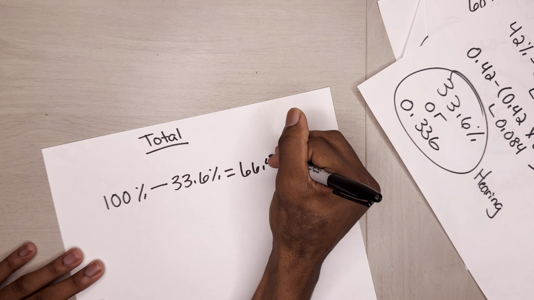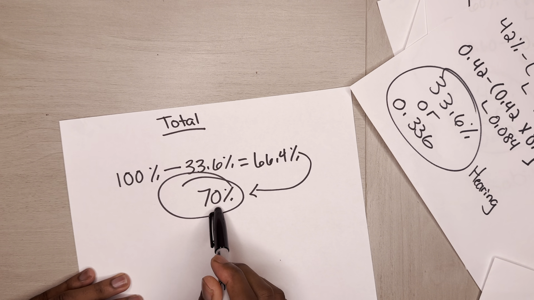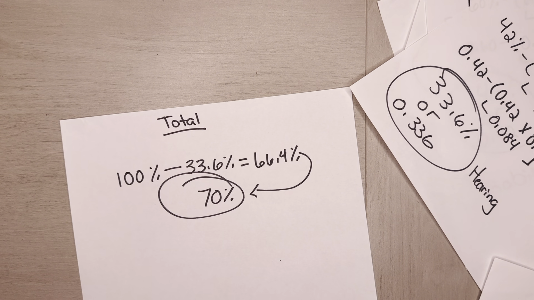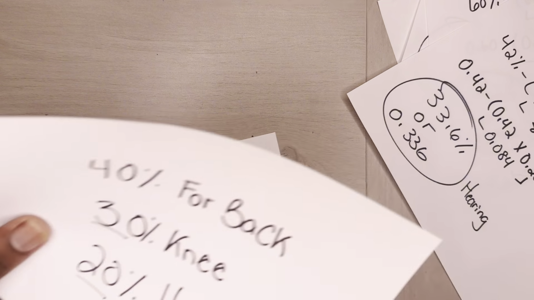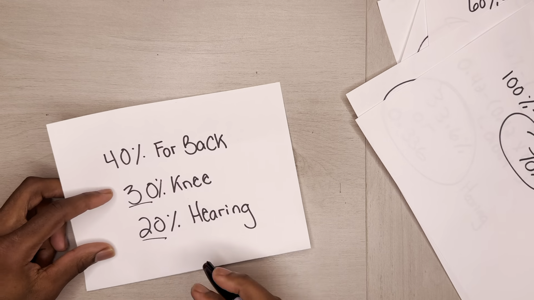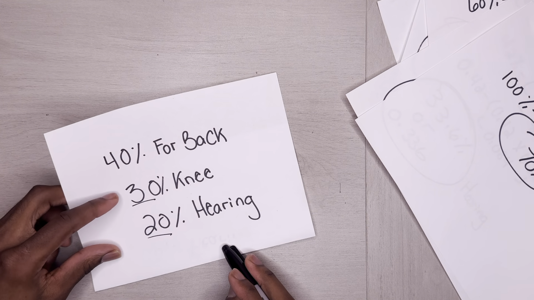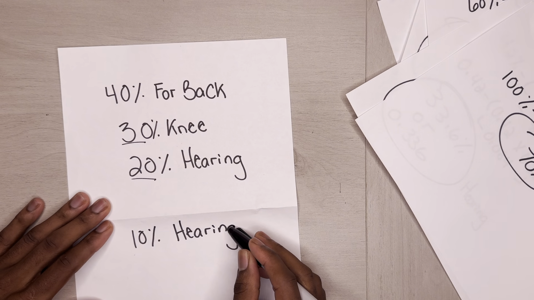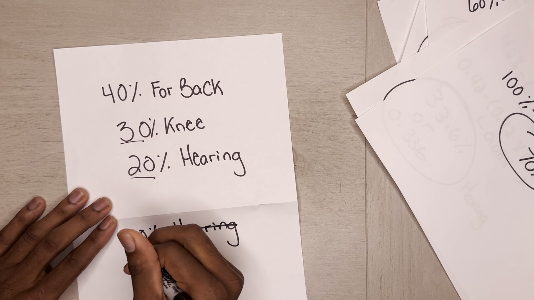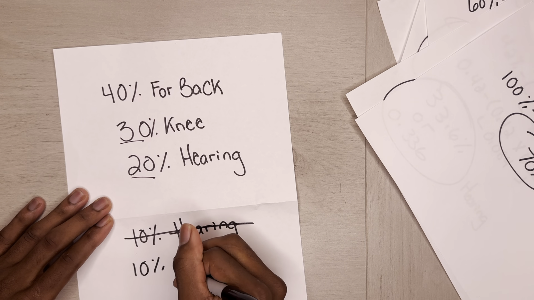So this would come down to be 70% as your total disability rating based on if you are service connected for the three biggest percentages, 40% for back, 30% for knee, 20% for hearing. Your total claim would be 70% as a disability rating. Now, let's throw in another percentage. Let's say you have all three of the biggest percentages, right? Your service connected for all three. And also, let's say 10% shoulder.